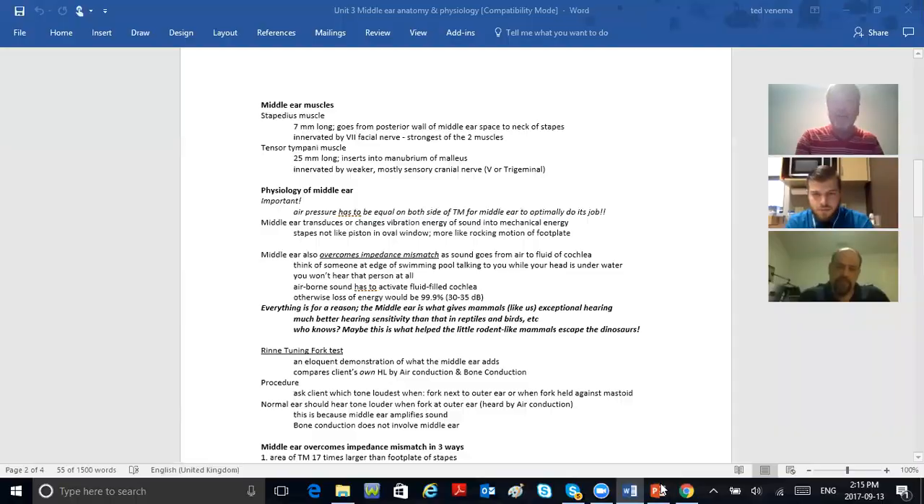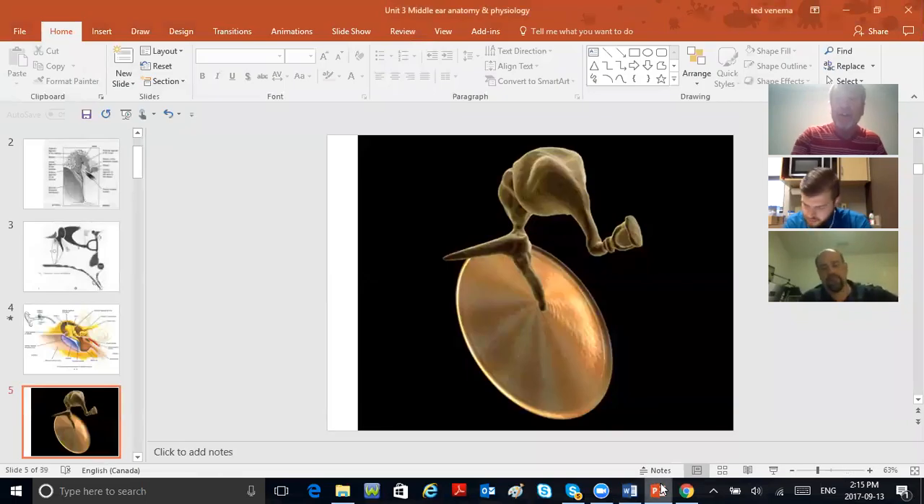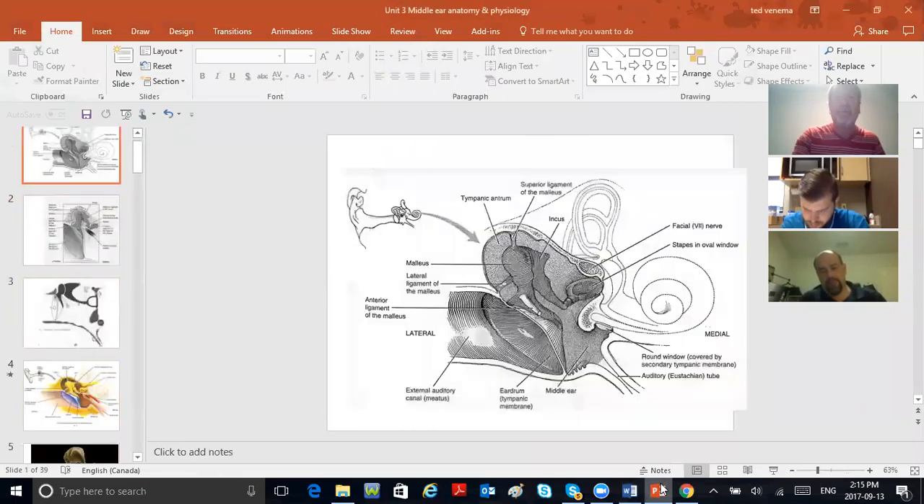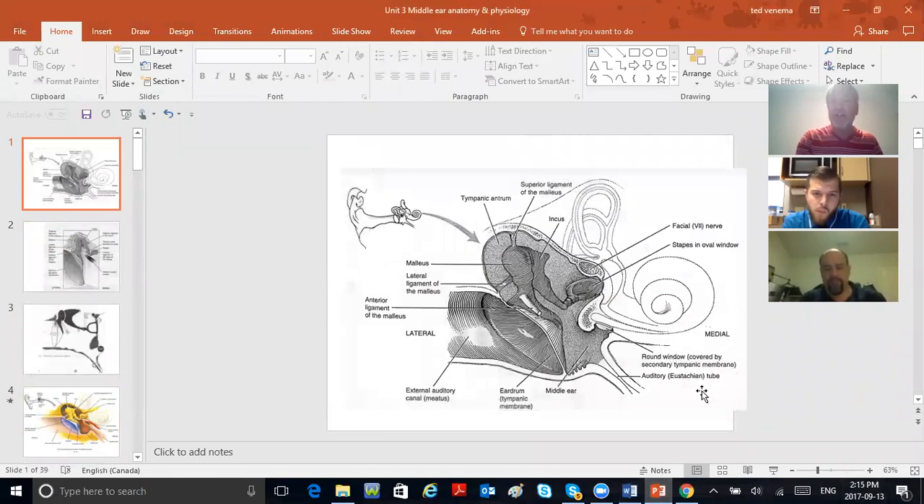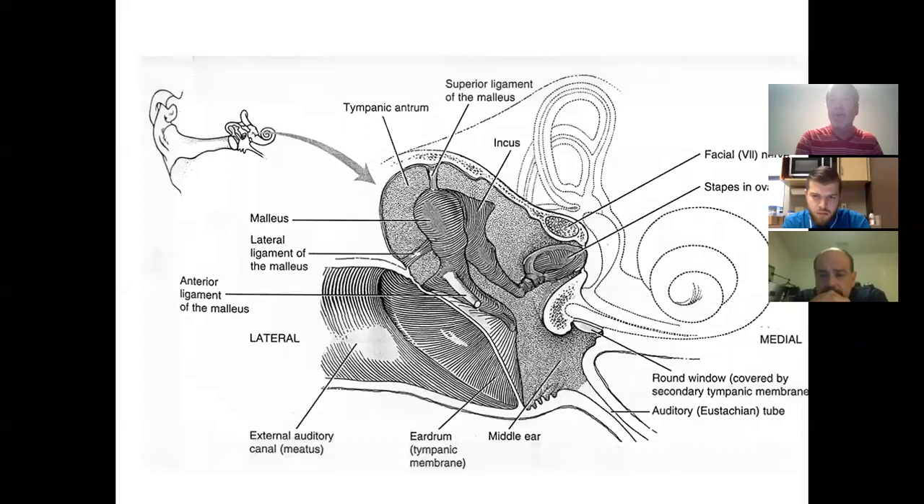Well, guess what? The cochlea, or inner ear, is also filled with fluid. So if you take a look at this here, your cochlea is filled with fluid. So airborne sound changed into mechanical energy here is not going to do very much in this cochlea because the cochlea is filled with fluid. So what does the middle ear do? Look at the size of the drum compared to the footplate of the stapes.